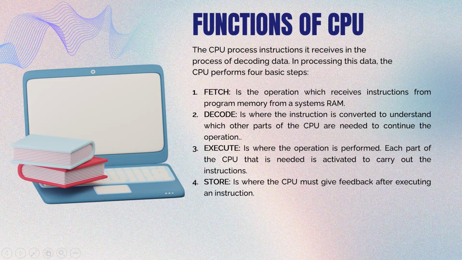The next slide, we have the functions of CPU. The CPU processes instructions it receives in the process of decoding data. In processing this data, the CPU performs four basic steps. And the steps are: fetch is the operation which receives the instructions from program memory, from a system's RAM. Decode is where the instruction is converted to understand which other parts of the CPU are needed to continue the operation. Execute is where the operation is performed. Each part of the CPU that is needed is activated to carry out the instruction. Store is where the CPU must give feedback after executing an instruction.